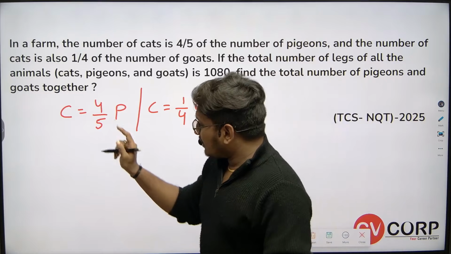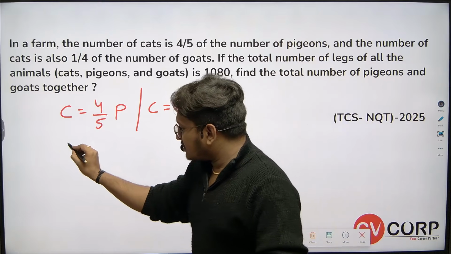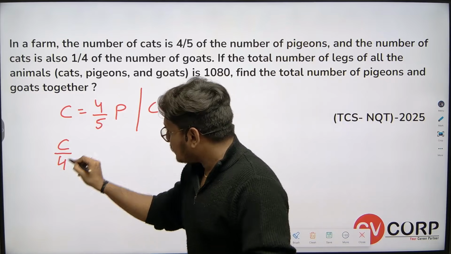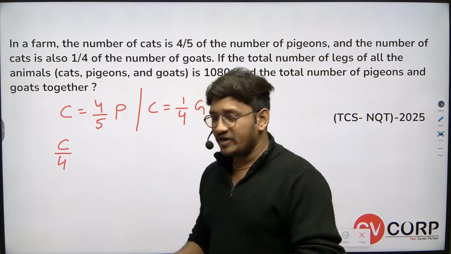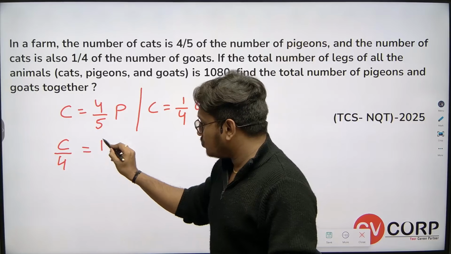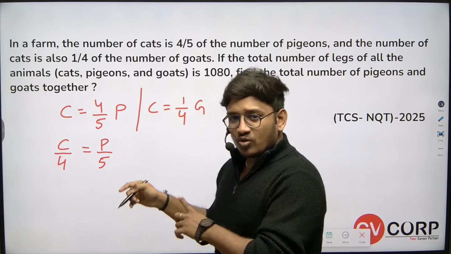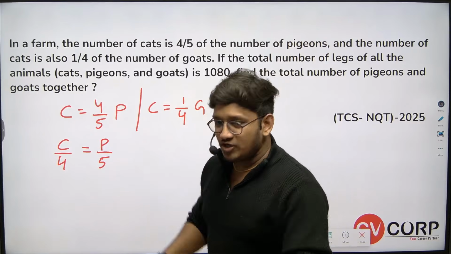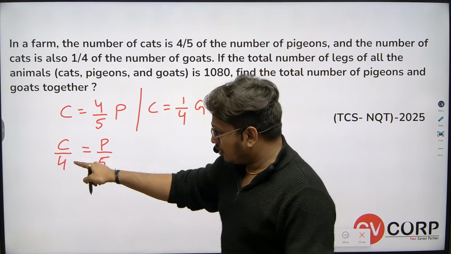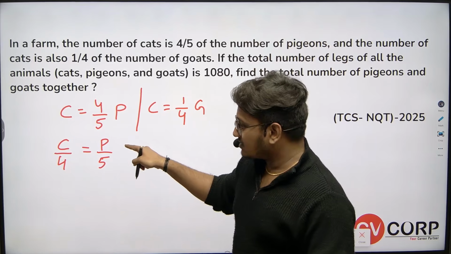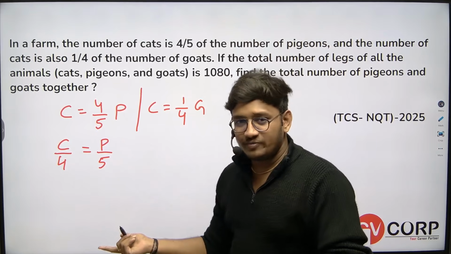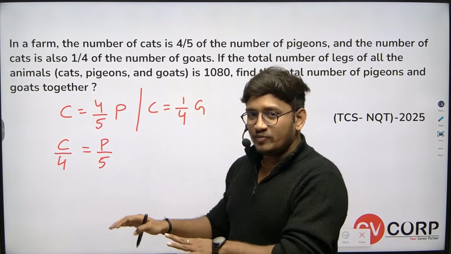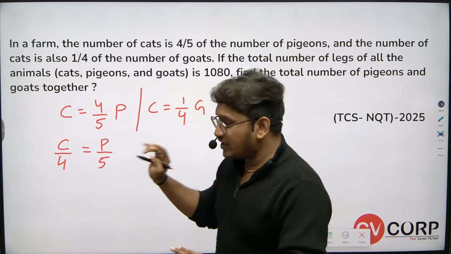Now can I write this equation like c by 4? I'm just taking 4 to the denominator. c by 4 is equal to p by 5. Is there anything wrong with writing this? No, right? I'm just taking this 4 to the denominator of c. Even if you form it again, this will go to the numerator on the other side. So c is equal to 4 by 5 times p. I'm just writing it to make it clear. So c by 4 equals p by 5.